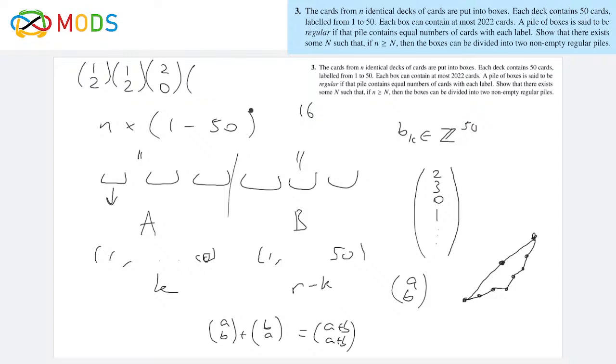But how do you induct? Yeah, I don't know. But maybe you don't need to induct, right? Surely, if we can figure out how to do it for 16, or how to do it when there's at most 3 cards, then we can figure out how to do it for at most 2022 cards.